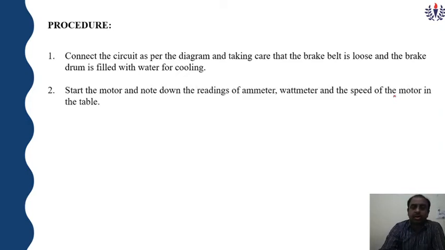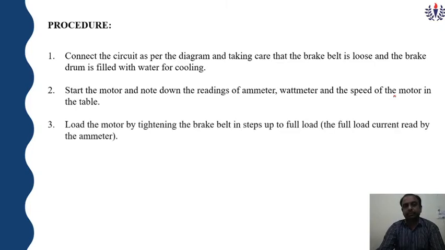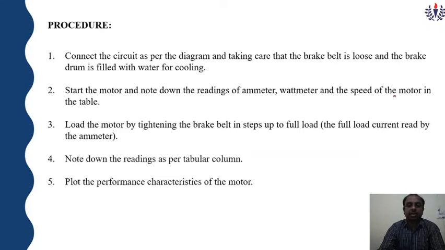Then start the motor, note down the readings of the ammeter, wattmeter, and the speed of the motor in the table. Load the motor by tightening the brake belt in steps up to full load. The full load current will be read by the ammeter. Note down the readings as per the tabular column. Plot the performance characteristics of the motor.